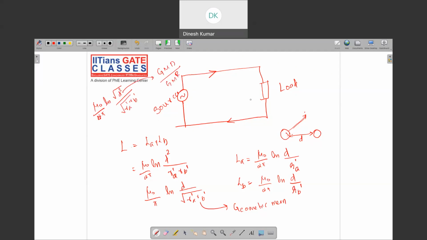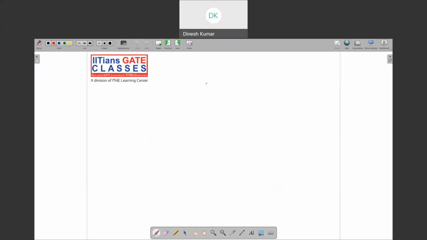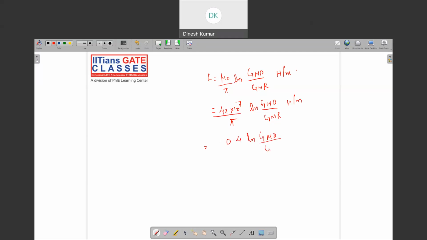So in a general case, the inductance of a system having two conductors can be written as L equal to mu 0 by pi ln GMD by GMR Henrys per meter. If you put the value of mu 0 as 4 pi into 10 raised to minus 7, this can be simplified as 0.4 ln GMD divided by GMR micro Henrys per kilometer. 10 raised to 3 and 10 raised to minus 6 combine to give 10 raised to minus 3, multiplied with 4 gives 0.4.